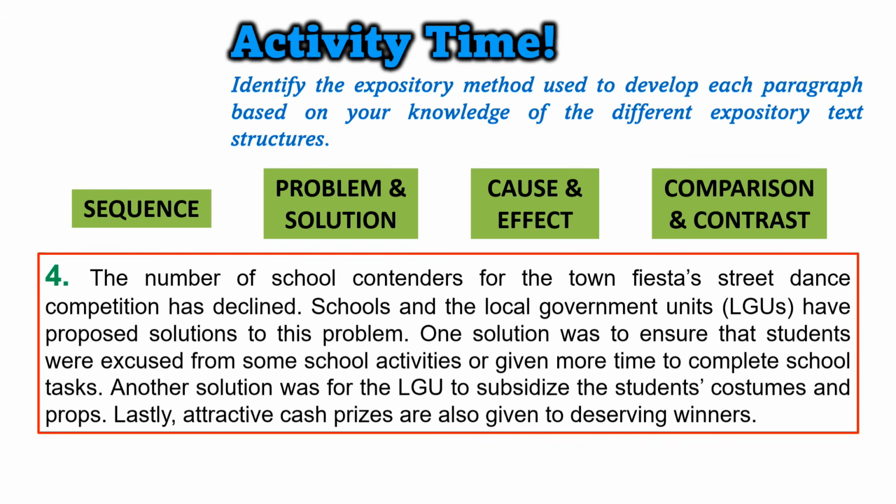Number 4. The number of school contenders for the Town Fiesta Street Dance Competition has declined. Schools and the local government units or LGUs have proposed solutions to this problem. One solution was to ensure that students were excused from some school activities or given more time to complete school tasks. Another solution was for the LGU to subsidize the students' costumes and props. Lastly, attractive cash prizes are also given to deserving winners.